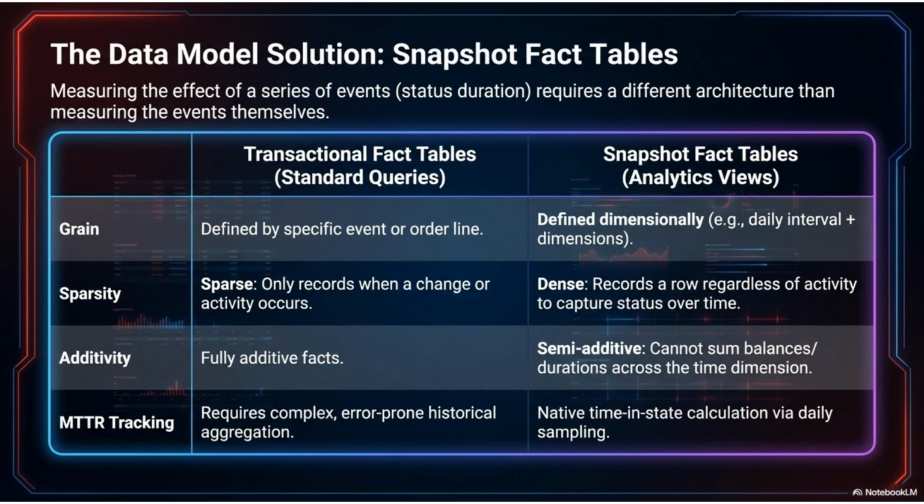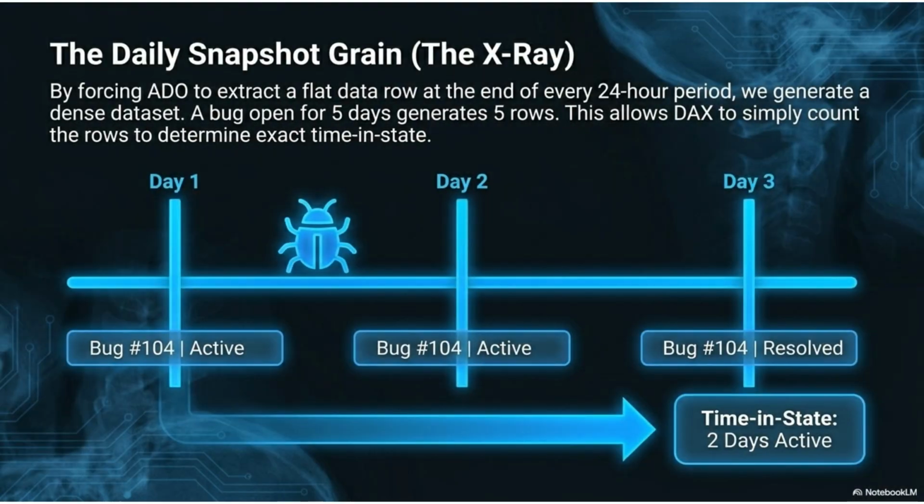Unlike transactional fact tables, snapshot fact tables are dense, recording a row regardless of activity. This allows for native time-in-state calculation via daily sampling, crucial for accurate MTTR tracking. The daily snapshot grain provides an X-ray view.